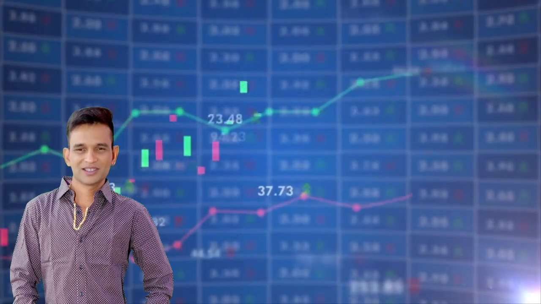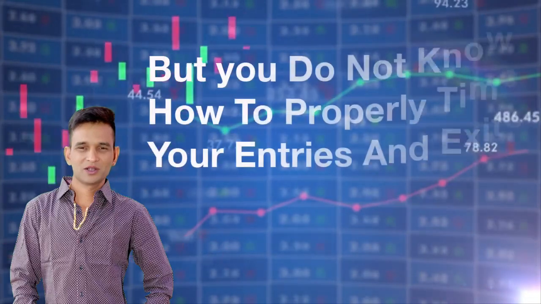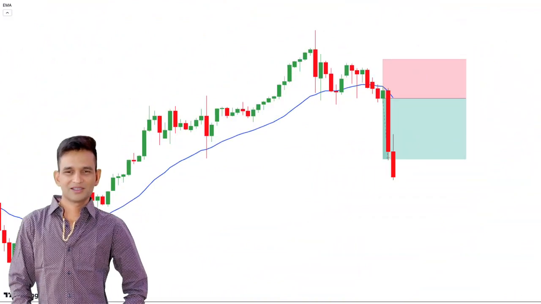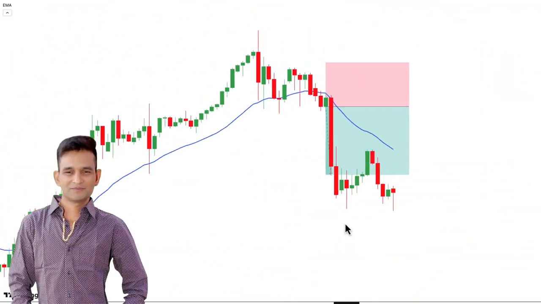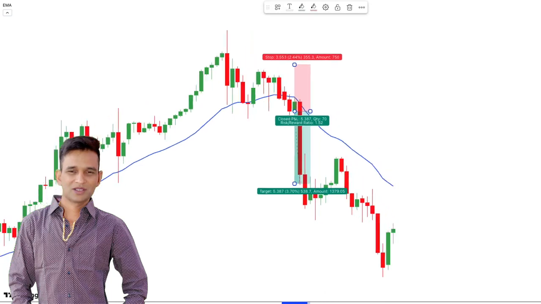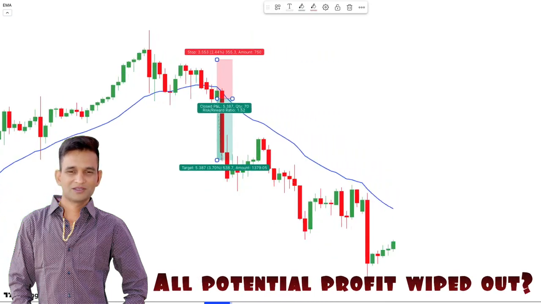You have learned to identify the trend, but you do not know how to properly time your entries and exits. How many times have you entered a trade and it went up to your stop loss, but right after it reverses in your expected direction and goes deeper and you see all potential profit wiped out?